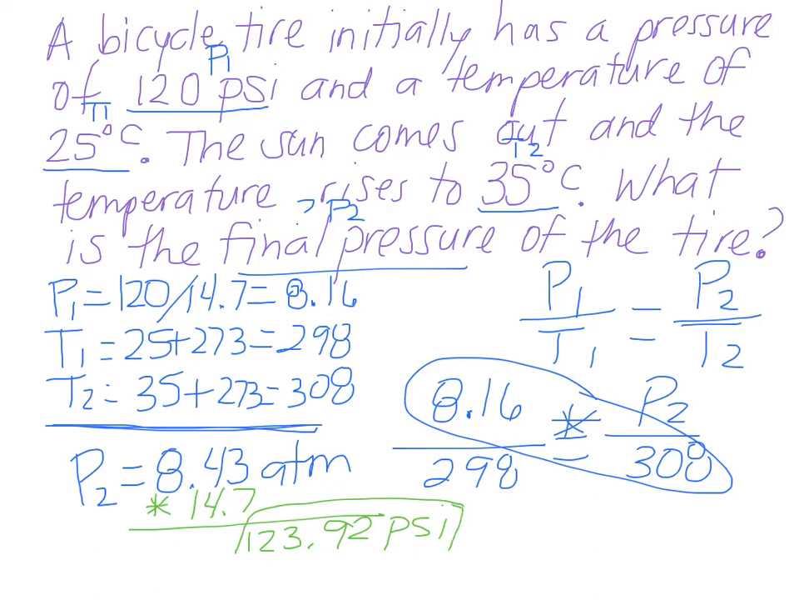So let's make sure that that makes sense. Pressure and temperature also have a direct relationship. The temperature went up, so our pressure should have gone up. So as you can see, we started with an initial pressure of 120, and we ended up with our final pressure of 123. So that answer does actually make sense.